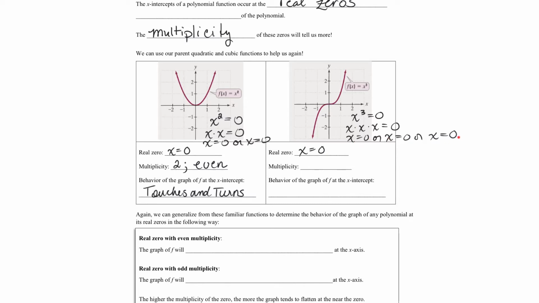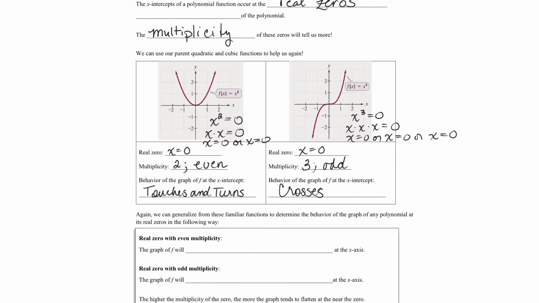How many times did I repeat myself that time? 1, 2, 3. So it has a multiplicity of 3, which is odd, right? What is the graph doing in and around that 0, or that x-intercept? It's crossing the x-axis there, right? And let's think about why that might be true.